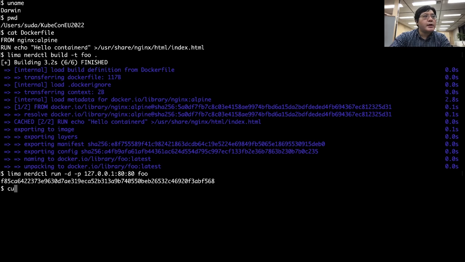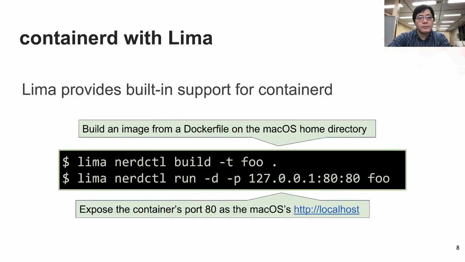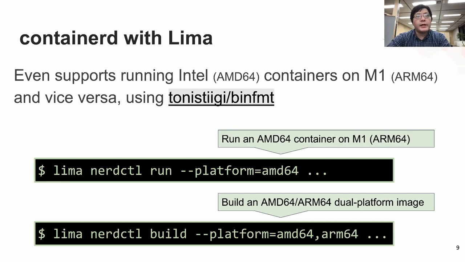Like this, and I can access the port using http://localhost from the macOS, like this. And you can even run an AMD64 container on an ARM64 machine, such as Apple's M1, with limactl run --platform=amd64.